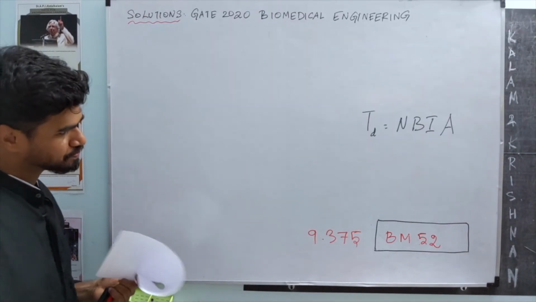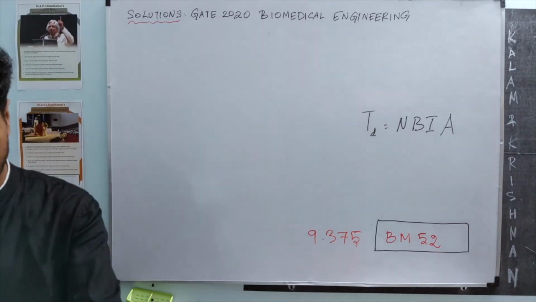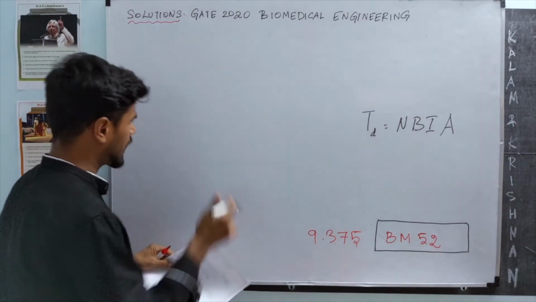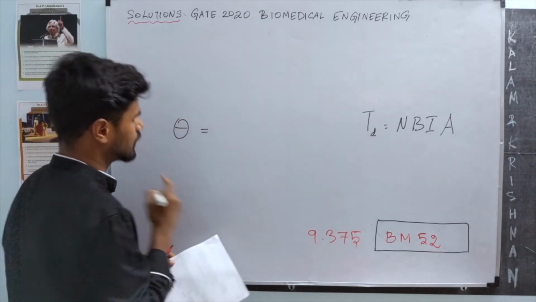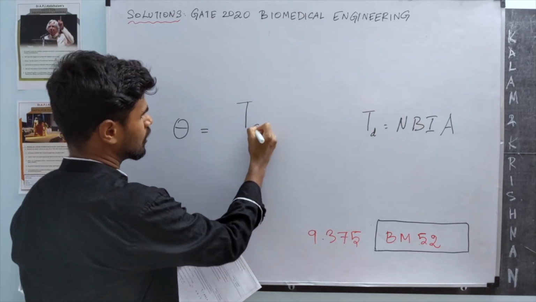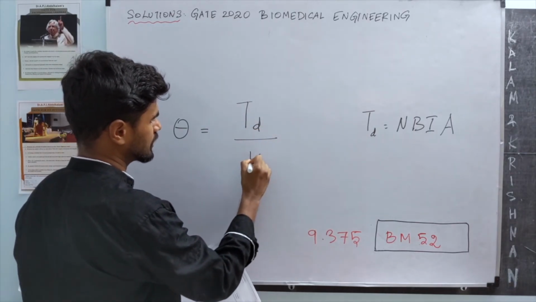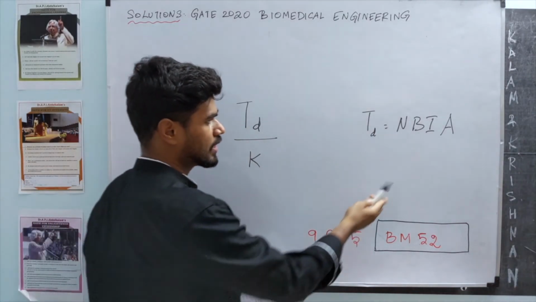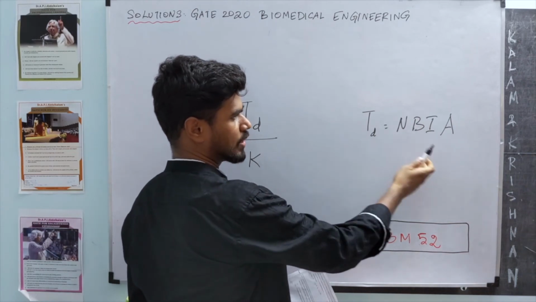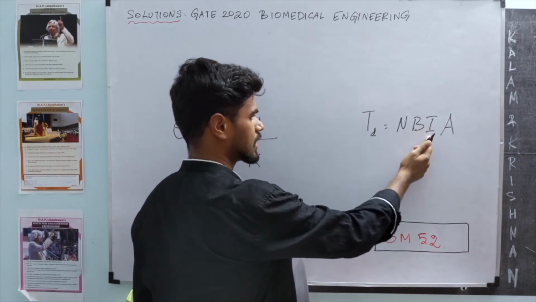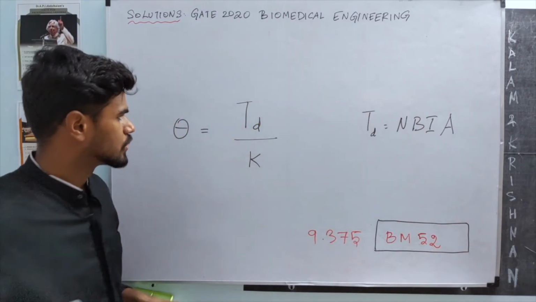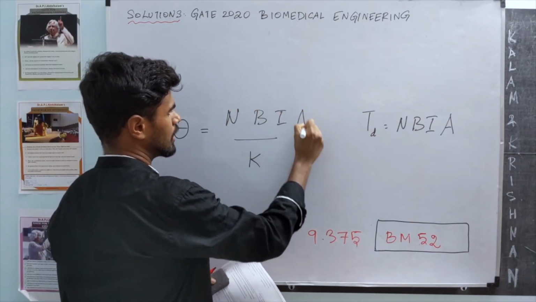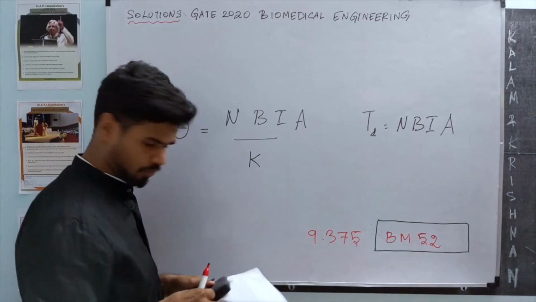Okay, so the angular deflection theta would be equal to the torque in the coil divided by the spring constant K, right? The torque in the coil, the PMMC coil, is given by NBIA, where N is the number of turns in the coil, B is the magnetic flux density, I is the current, and A is the area. Okay, so the torque is NBIA, and from this we can directly find the deflection.